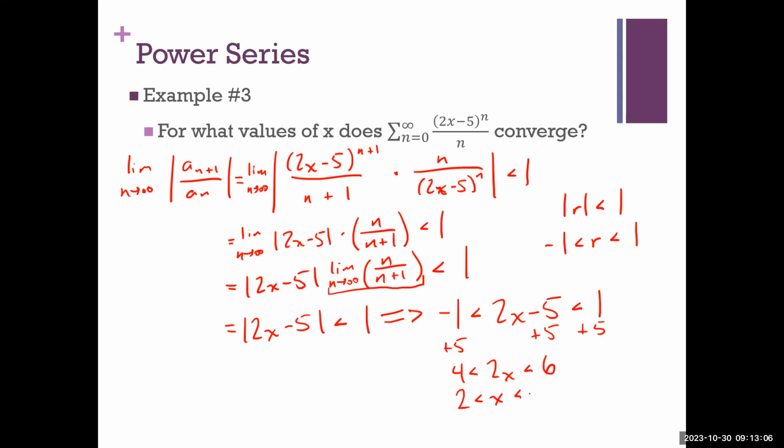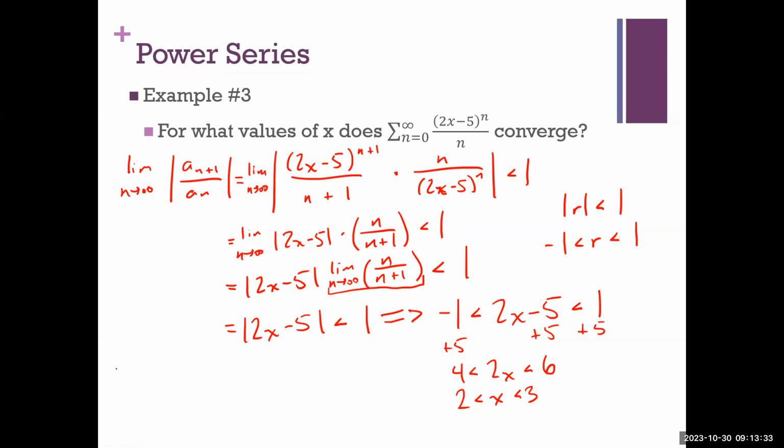I got no excuse. All right. 2 is less than x, which is less than 3. Okay, so we're getting really close. Every x value strictly between 2 and 3 will give me convergence. But one thing I should do is check the endpoints.